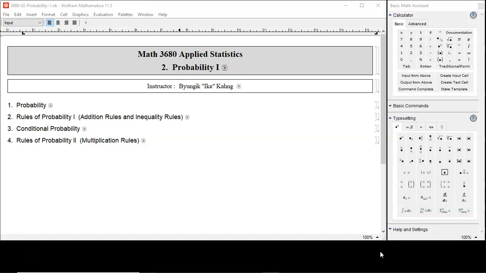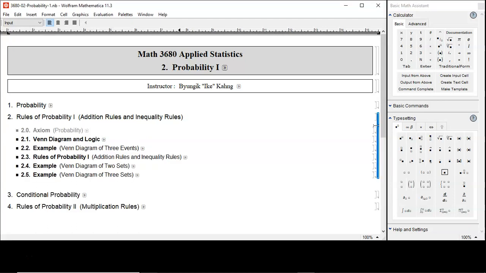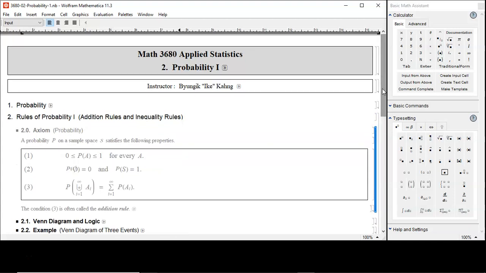Hello students, let's go to section 2, Rules of Probability 1. Here we are going to cover addition rules and inequality rules. But first, let's have a brief reminder of what we studied from section 1, Axioms of Probability. All three are important, but pay particular attention to the last one here, which we call the addition rule.